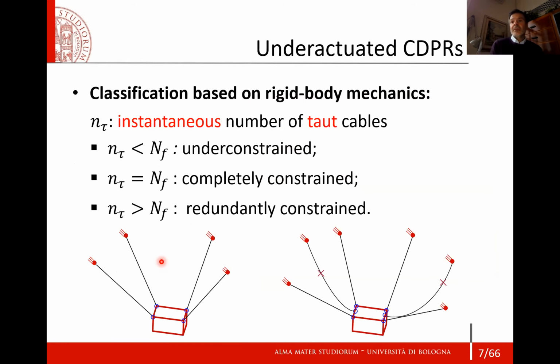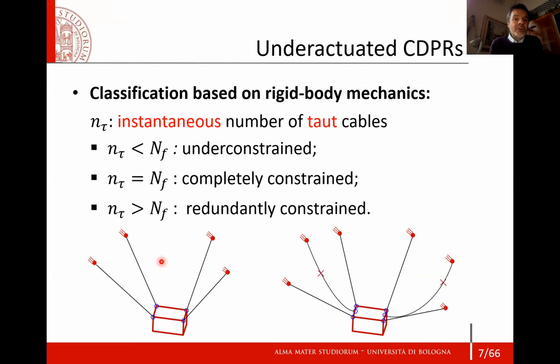The classification that we've been using, however, is fairly different because it's not based on the principle that I mentioned before, but it's based on classical mechanics, where there are very simple but strict rules in order to classify systems as under-constrained, completely constrained, or over-constrained. And these rules are well established in rigid body mechanics.